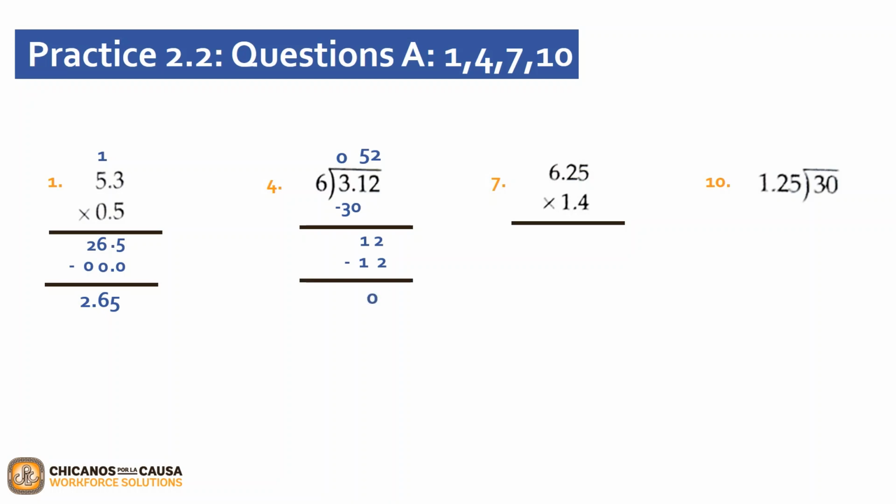Now, because 6 is a whole number, but 3.12 is not, we're going to move our decimal in accordance to 3.12, which gives us 2 decimal places. That means that the actual decimal point will be put after the 0, giving us a final answer of 0.52.